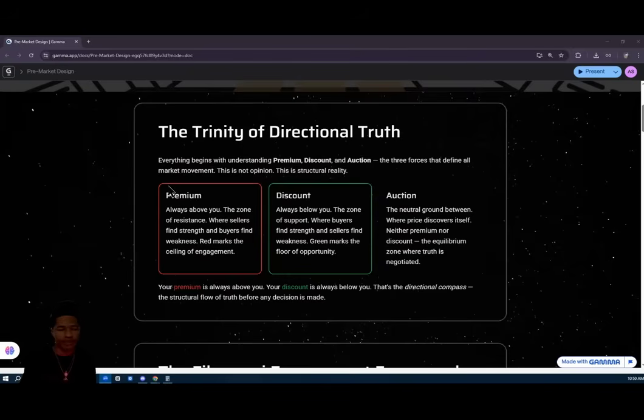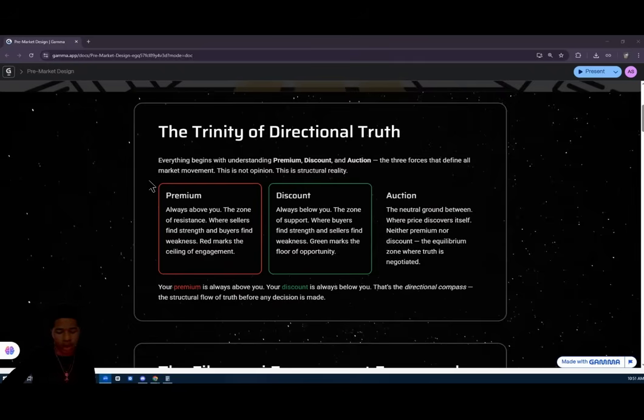Understand that premium, we identify that as red when it comes to marking out our fibs, because you've got to see it. So premium is always above you. Those are where sellers are. Discount is always below you. Those are where buyers are. The further up you go in price, the stronger the buyers get, but the more they enter sellers' territory. And the further down you go in price, the stronger the sellers get, but the more they enter buyers' territory.